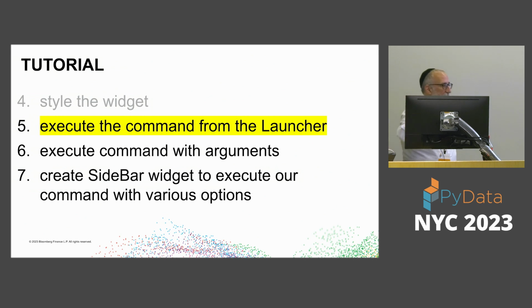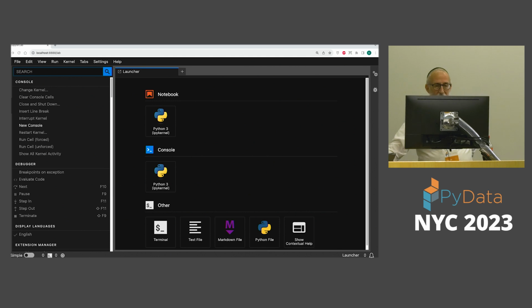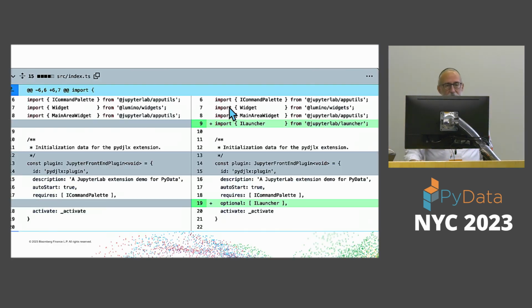Okay, so now let's see how we can execute the command from somewhere else in JupyterLab. This is the launcher area over here where we can launch notebooks and a console and a terminal and various other things. So to execute the command from the launcher, we're going to import ILauncher, the ILauncher token for JupyterLab Launcher. And down here, where I say requires, ICommandPalette, I could have said comma, ILauncher, and it would say I require the launcher also, and it would pass in the launcher.